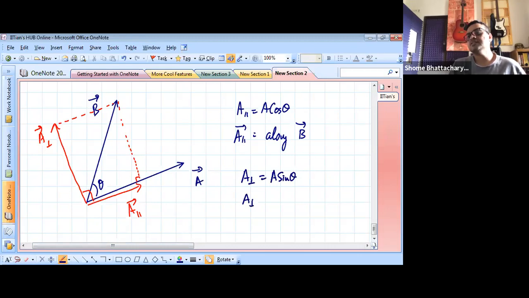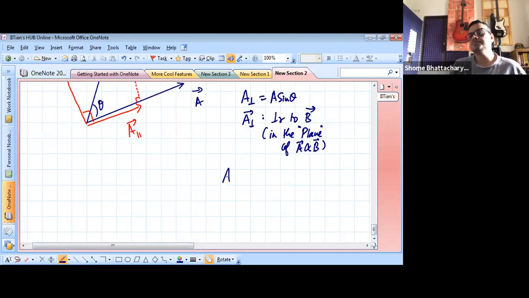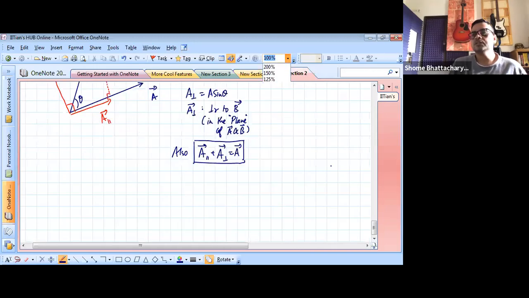And its direction is perpendicular to B, but obviously in the plane of A and B. The vectors A and B you can see are forming a plane, so that this one is lying in that plane only. It's coplanar in that plane. And also we can see that A's parallel component vectorially added to A's perpendicular component is nothing but the vector A. So we can make advantage of this fact also. So this is our approach to the question.